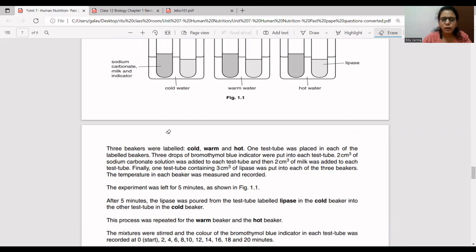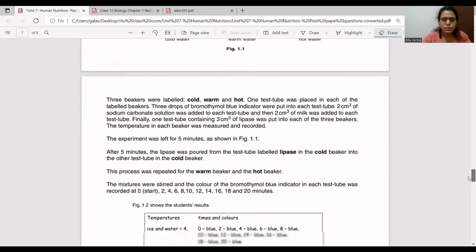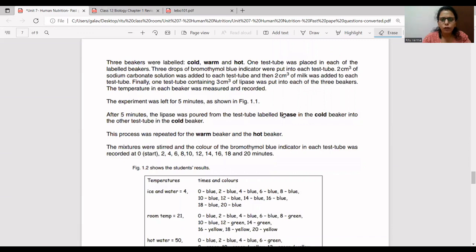Okay, and after these 2 test tubes were kept into cold water, warm water and hot water, the setup was left as such for 5 minutes. And after 5 minutes, what happened? After 5 minutes, the lipase was poured from test tube labeled lipase in the cold beaker into the other test tube in the cold beaker, and the same thing was repeated for the warm beaker and the hot beaker.